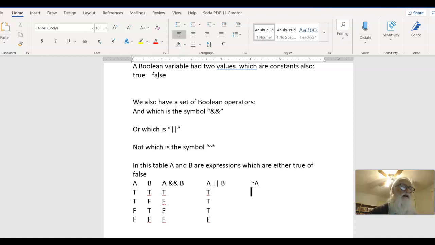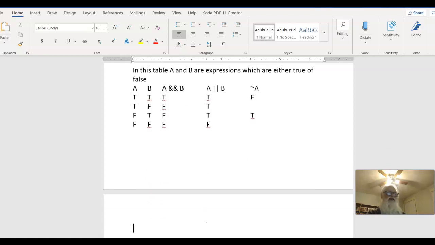Then not just flips things. If we had it true, now we have it false, and vice versa. Actually, what you see there is a sufficient definition of and or. And it does make sense for the most part in the way we use the English language. The only thing that might not make sense is when we have both of them true and we say A or B.